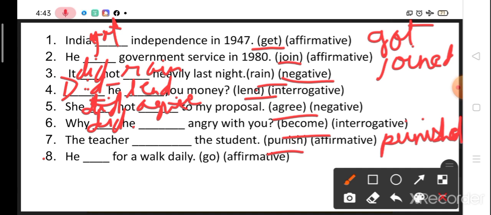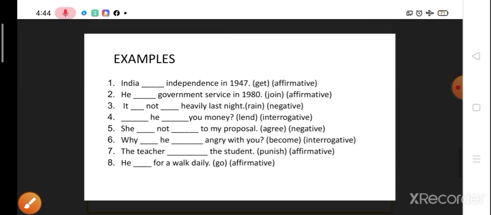The teacher punished the student. He, past tense of go is went. He went for a walk daily. I guess it was really simple.